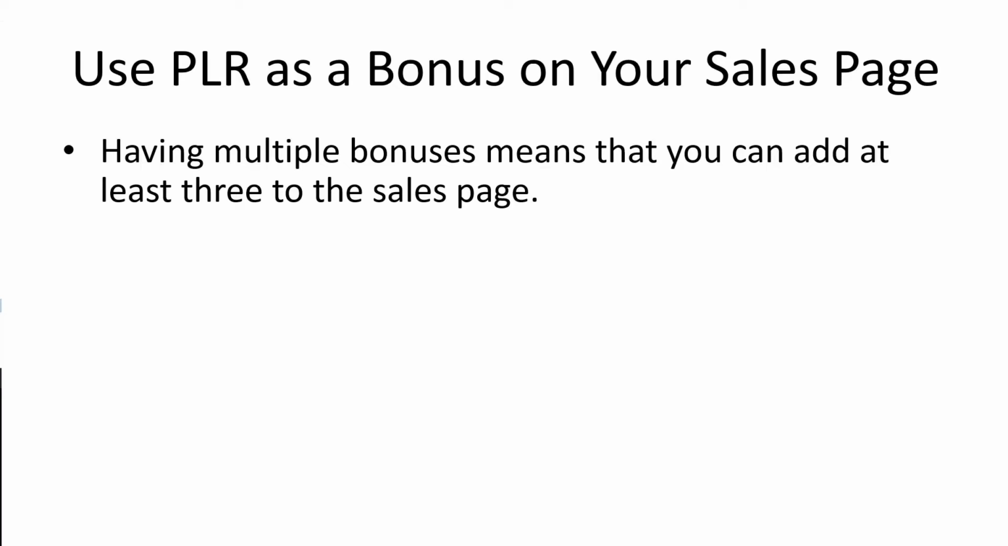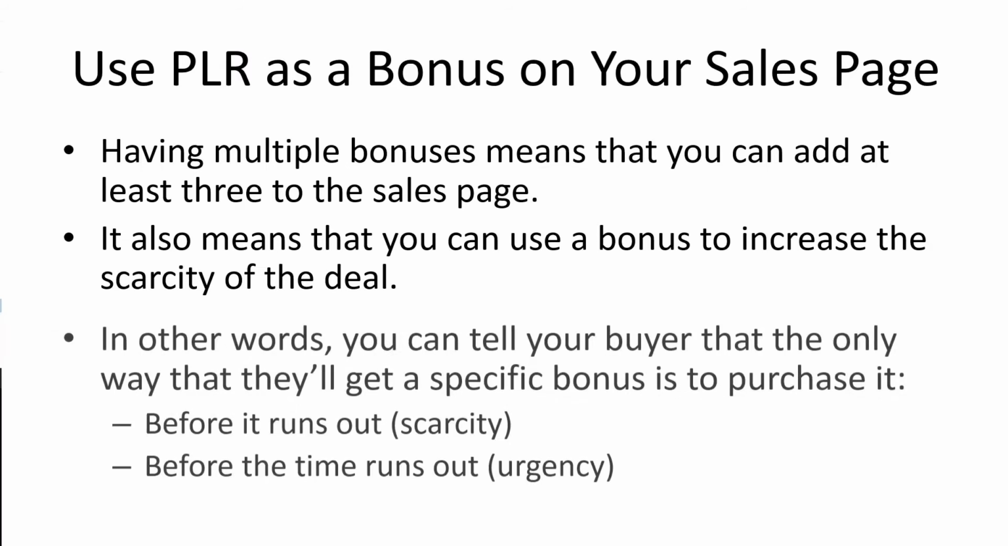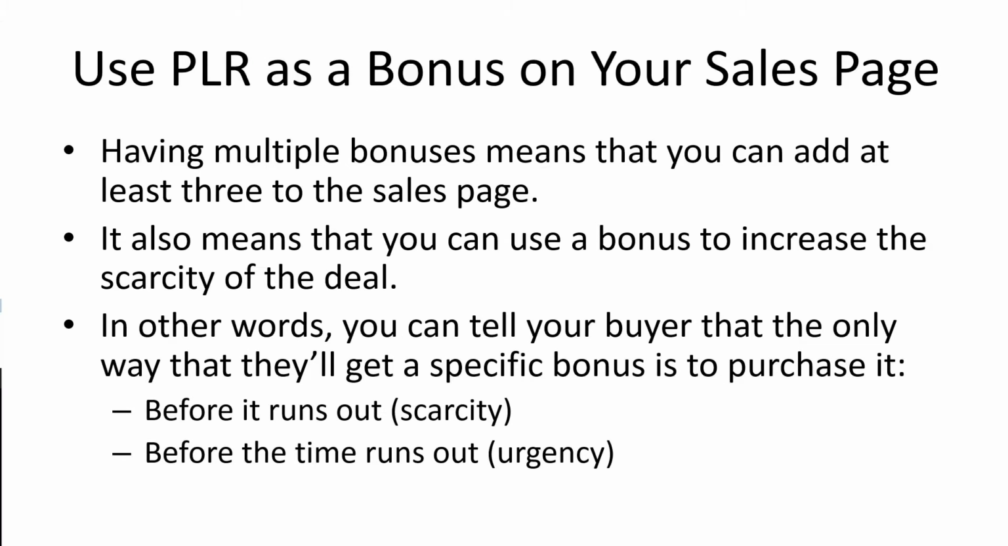That tends to be the average of people who are selling information products. Now, it also means that you can add a bonus to increase the scarcity of the deal. So in other words, what you're doing is you are going to tell the buyer that the only way they're going to get a specific bonus is if they purchase it before that bonus runs out or before the time runs out. So you are using both scarcity and urgency to your advantage.